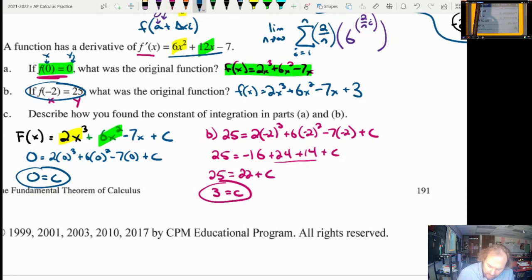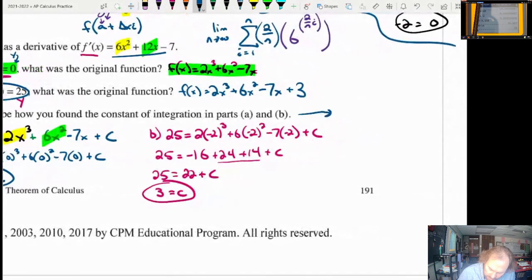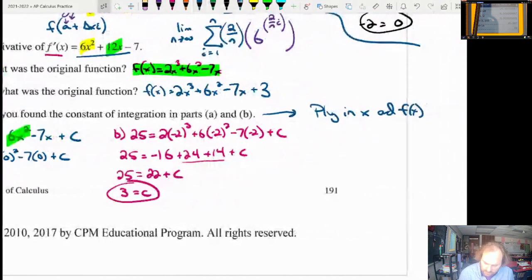Basically, here's the process. You plug in x and f of x. We used to call it x and y, but here in calculus we say x and f of x. And then solve for c. It's a pretty straightforward process. We'll have a lot of chances to practice that going forward.